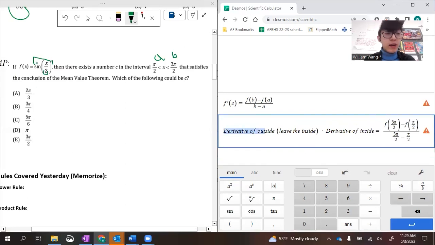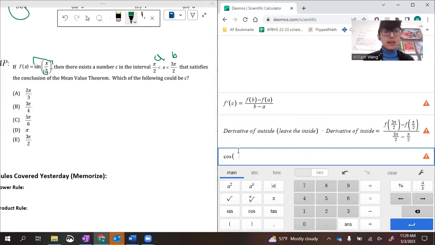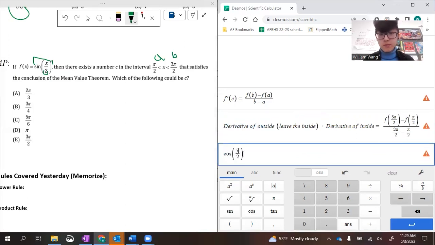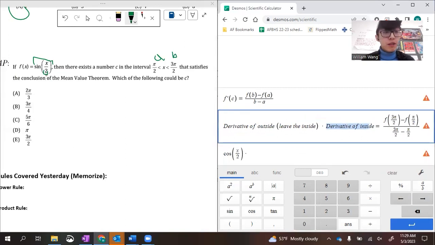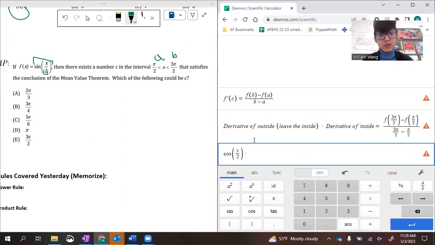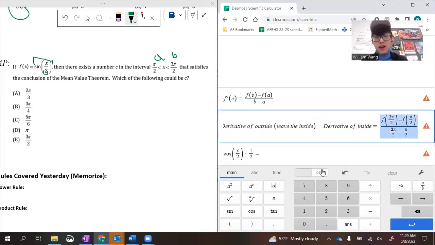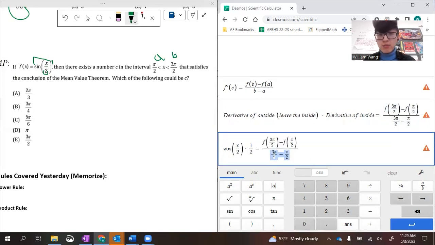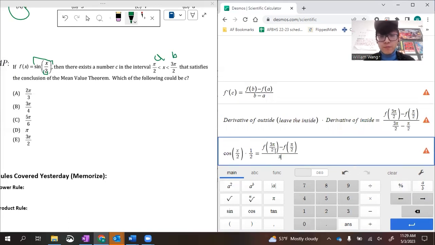Derivative of my outside function, the derivative of sine, is cosine. And I leave the inside the same, right? So the inside stays as x over 2. Then I multiply by the derivative of x over 2. Well, that's just going to be 1/2. All right, so that is equal to this. I can simplify the denominator. The denominator just simplifies to pi. f of 3 pi over 2.